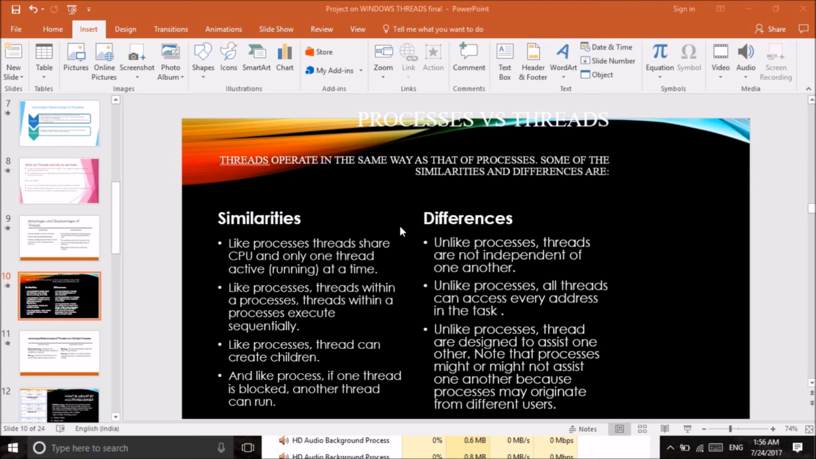Threads are assigned to assist one another. They are dependent on each other, and in the case of processes, they belong to different users, but in threading, it is a task of a single system.